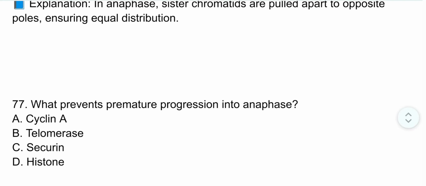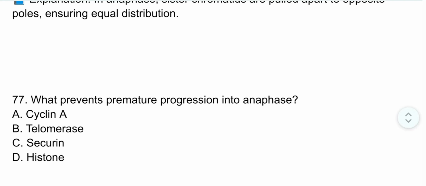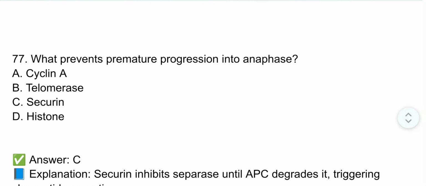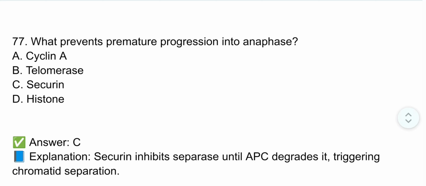Question number 77. What prevents premature progression into anaphase? The correct option is option C, securin. Securin inhibits separase until APC degrades it, triggering chromatid separation.